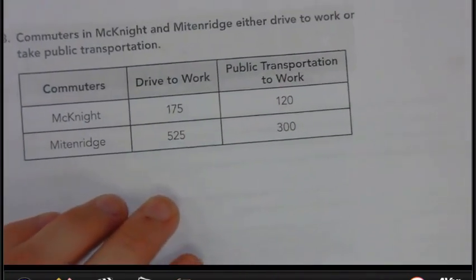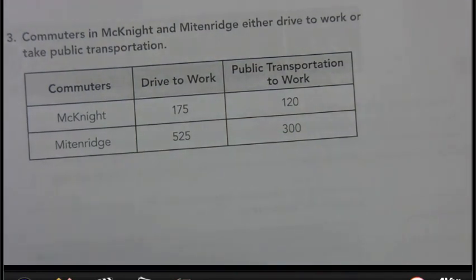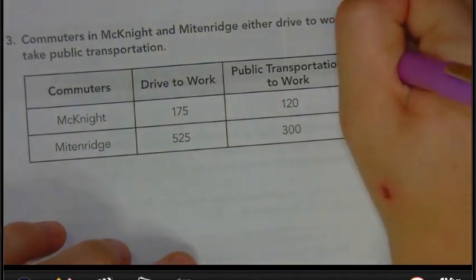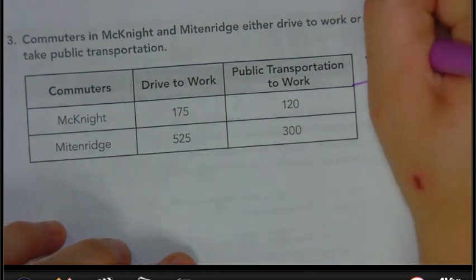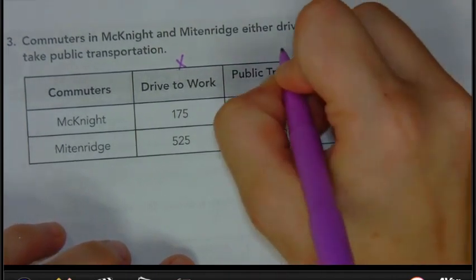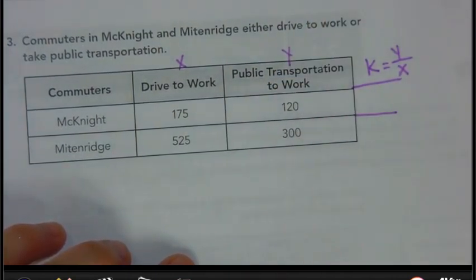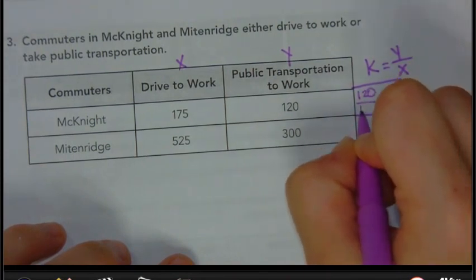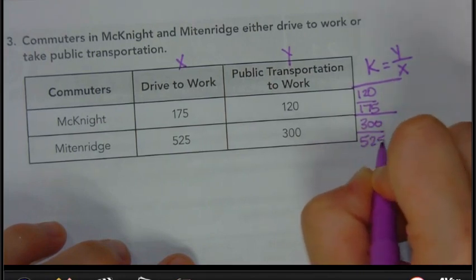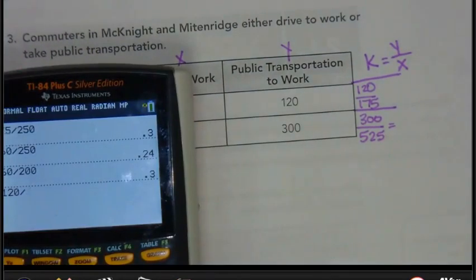Let's find our K column for number 3. Commuters in McKnight and Mitten Ridge either drive to work or take public transportation. So I need to find my K column, and remember that K is Y over X. The first column is X, the second column is Y. So I'm going to have 120 over 175, and 300 over 525. We're going to use our handy dandy calculator again.